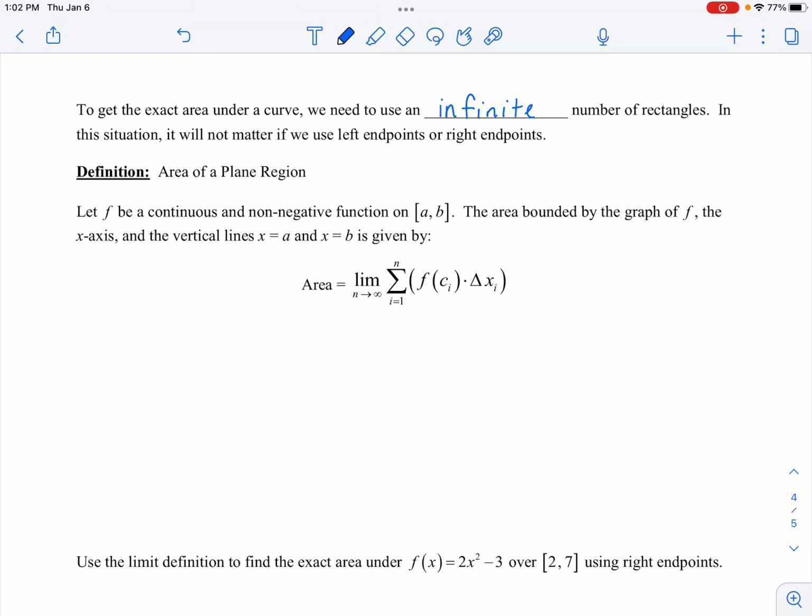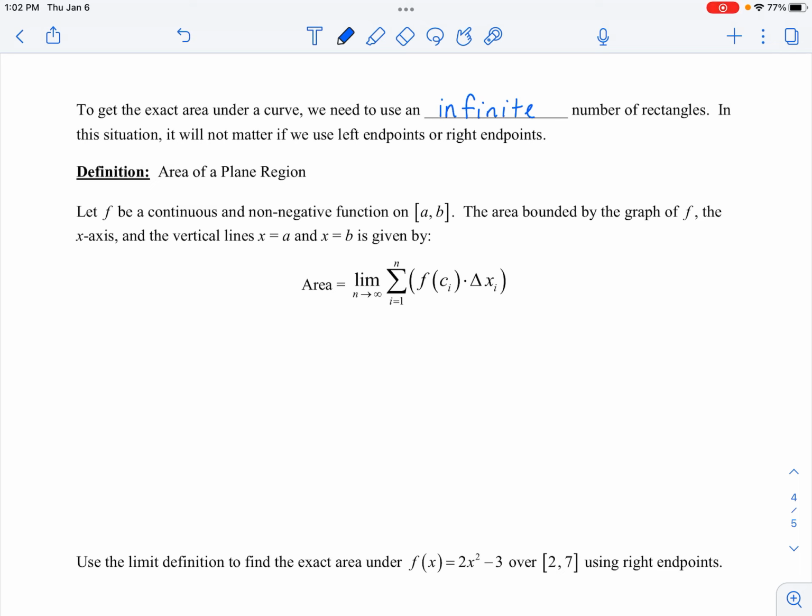All right, so here's our formal definition of the area of a plane region, which just means a two-dimensional region bounded by a curve. So let f be a continuous and non-negative function on a closed interval from a to b. The area bounded by the graph of the function, the x-axis, and the vertical lines x equals a and x equals b is given by this formula.